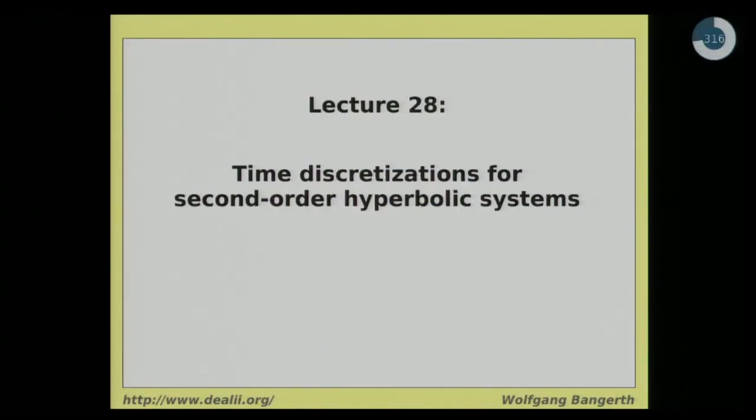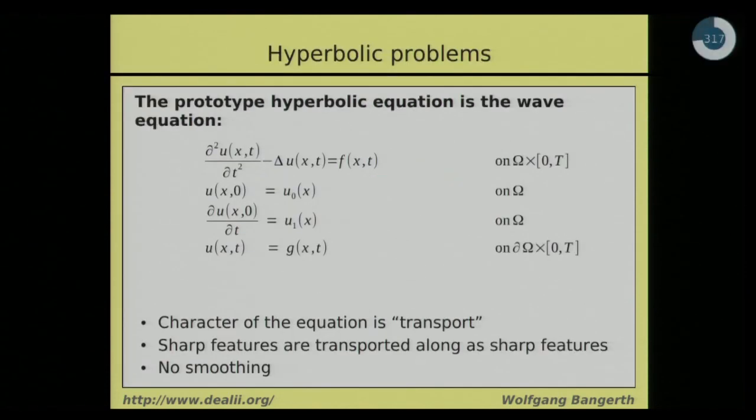So this is about the second-order hyperbolic systems or equations, and let me remind you the prototypical hyperbolic equation of second order is the wave equation. So the wave equation has two time derivatives of our solution variables minus the Laplacian, so two spatial derivatives, equals f. Then it has initial values for the actual value and for the time derivative of the solution, and we have boundary conditions. And as before, the boundary conditions don't play that much of a role here.